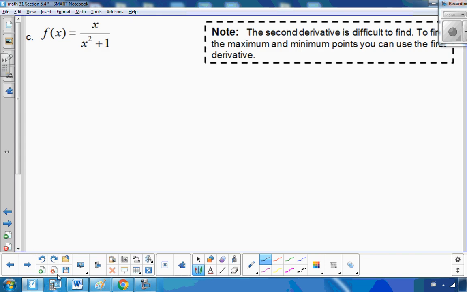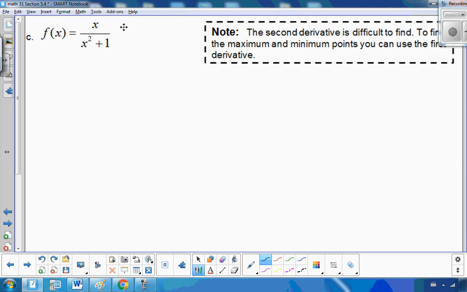Okay, so last example here, we have a quotient. Because we have a quotient, the second derivative will be a little bit more challenging to figure out. So in this case, I'm okay with us just using the first derivative to help us find intervals of increase and decrease, thereby finding maxes and mins.